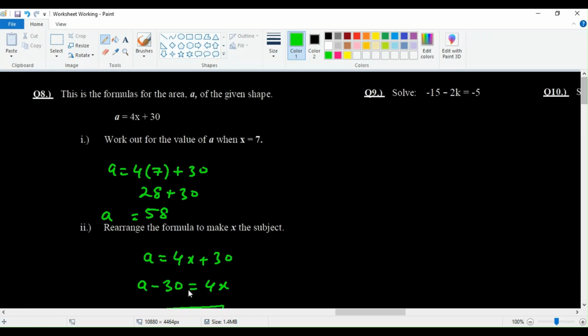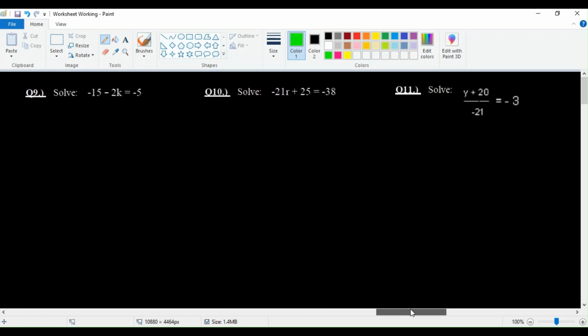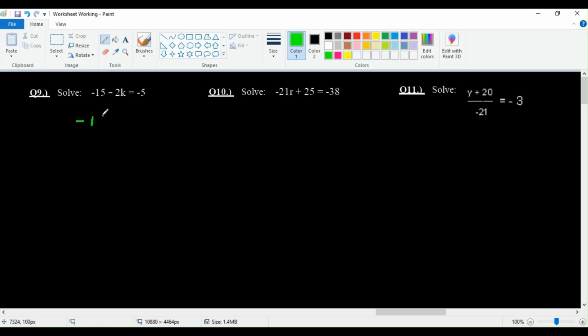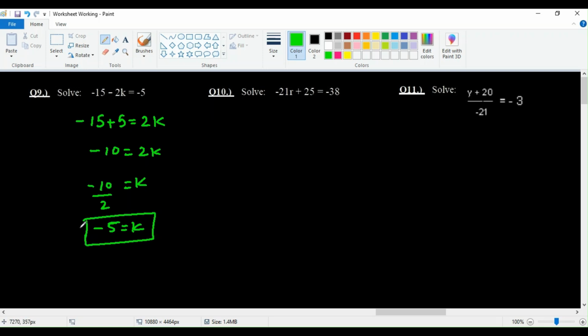Moving on to the next question, which is question number 9. In here it says solve minus 15 minus 2k equals minus 5. So in here what we are going to do is minus 15, we keep it here itself, and plus 5, and minus 2k will go to the other side and becomes a plus 2k. That means minus 15 plus 5 is going to give us minus 10 equals 2k. That means k will be equal to minus 10 over 2, which is going to be minus 5. This is the answer for this question.